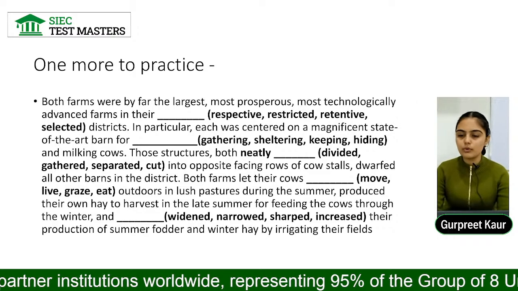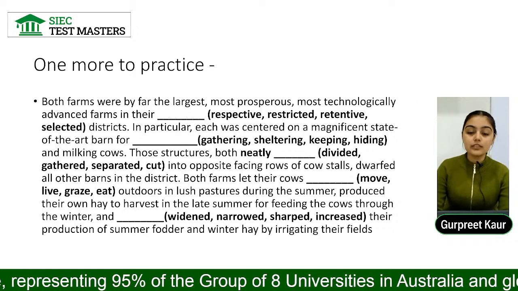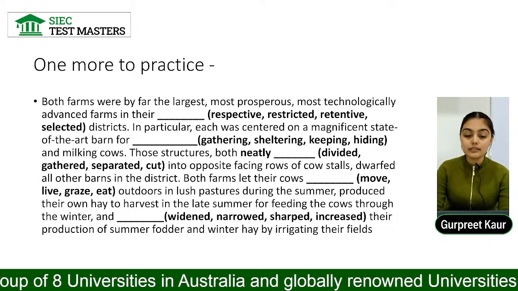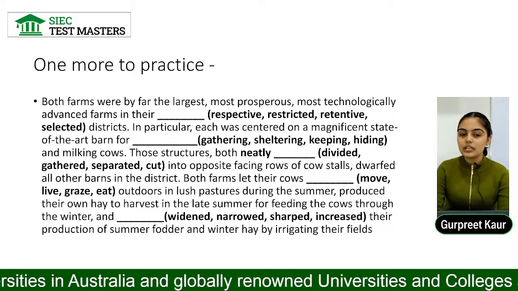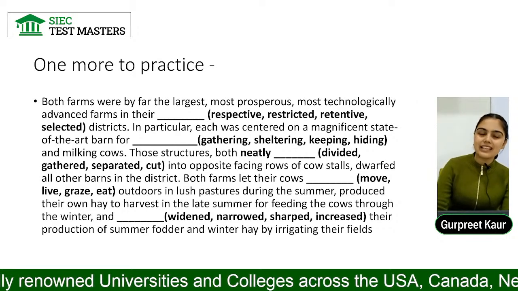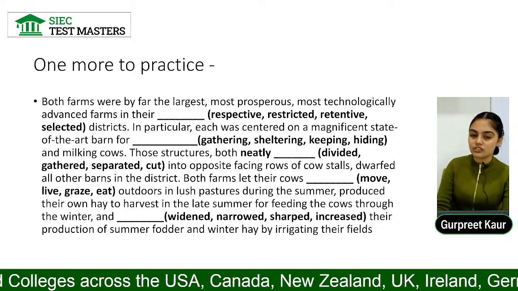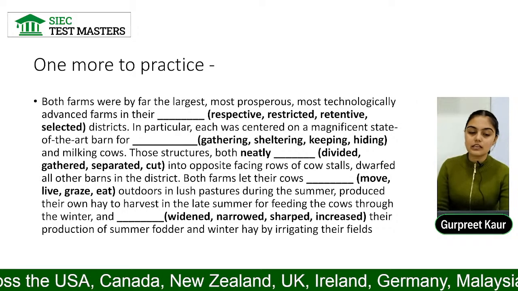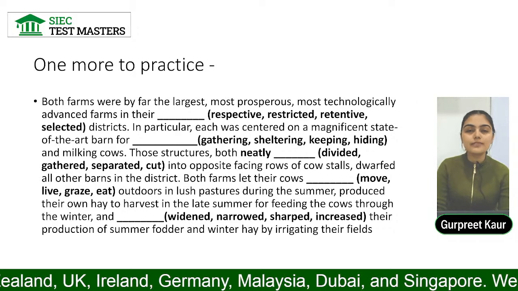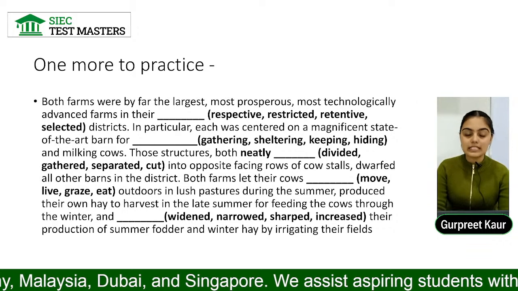Restricted districts, no. Retentive, for example, let's say students do not even know the meaning. Then two are the options left after elimination. Respected, respective, and selected. Now, selected districts cannot be answered. Why? In their selected districts, that is again dependency of districts and the selection. But here in any line you will not get the selection option. So the respective is the answer. Advanced farms in their respective districts.